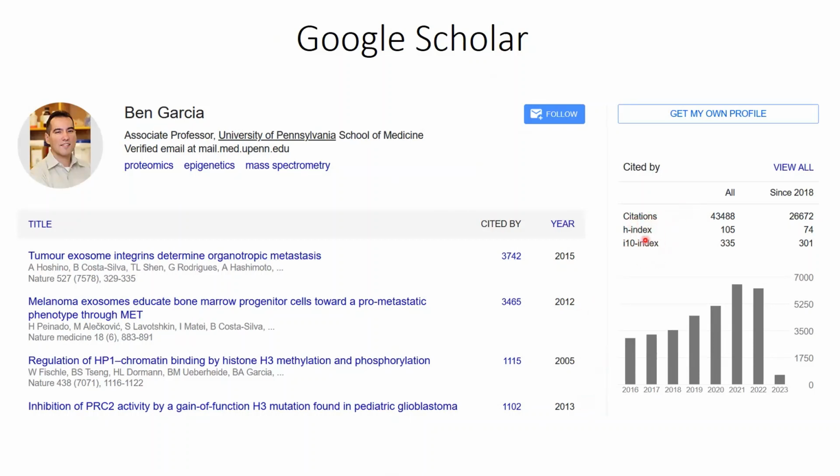There's these indexes here, the H index and the I-10 index, which basically give a measure of how many citations you have and how well they're being used as well. And so, this is kind of nice to see how that is. And you can look at other scientists and compare.